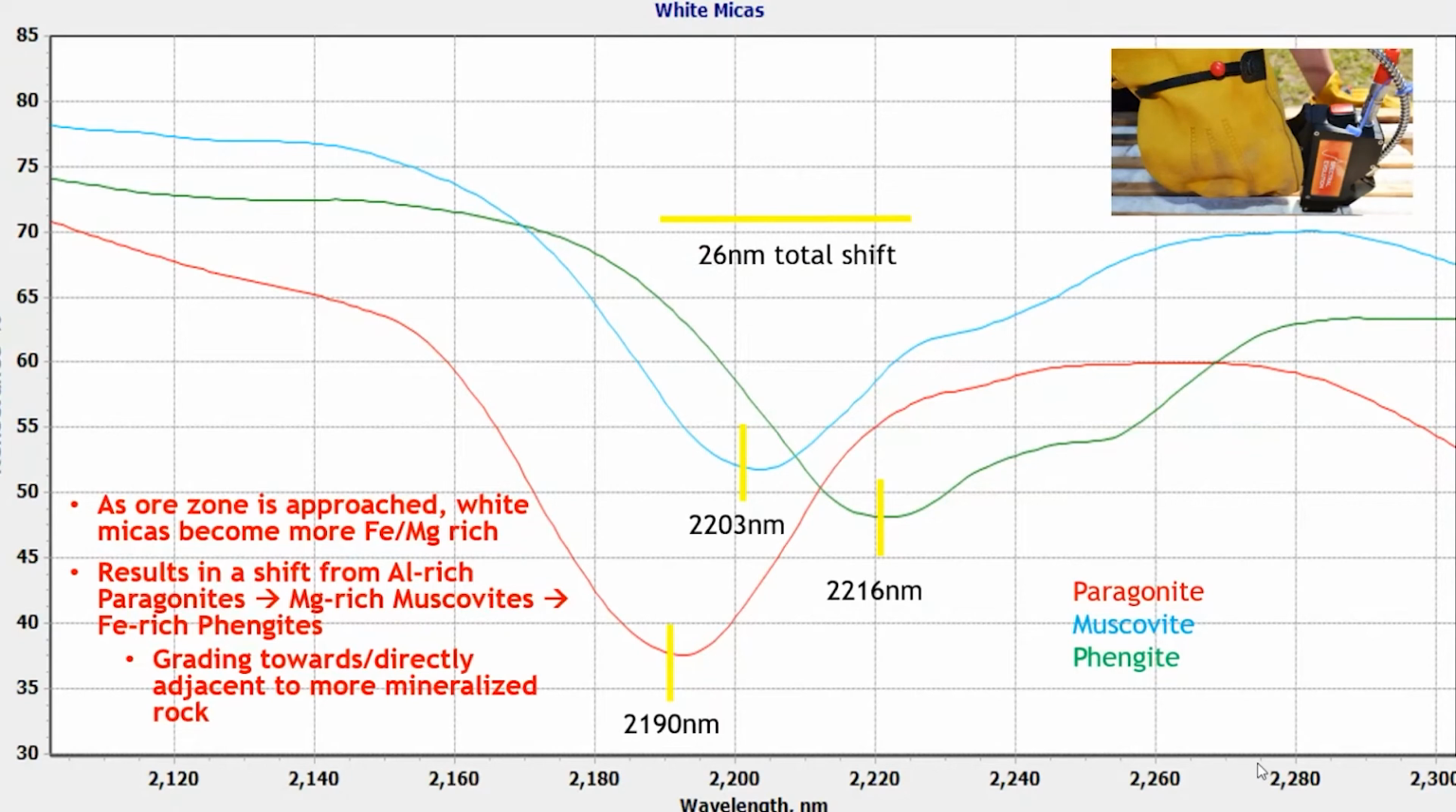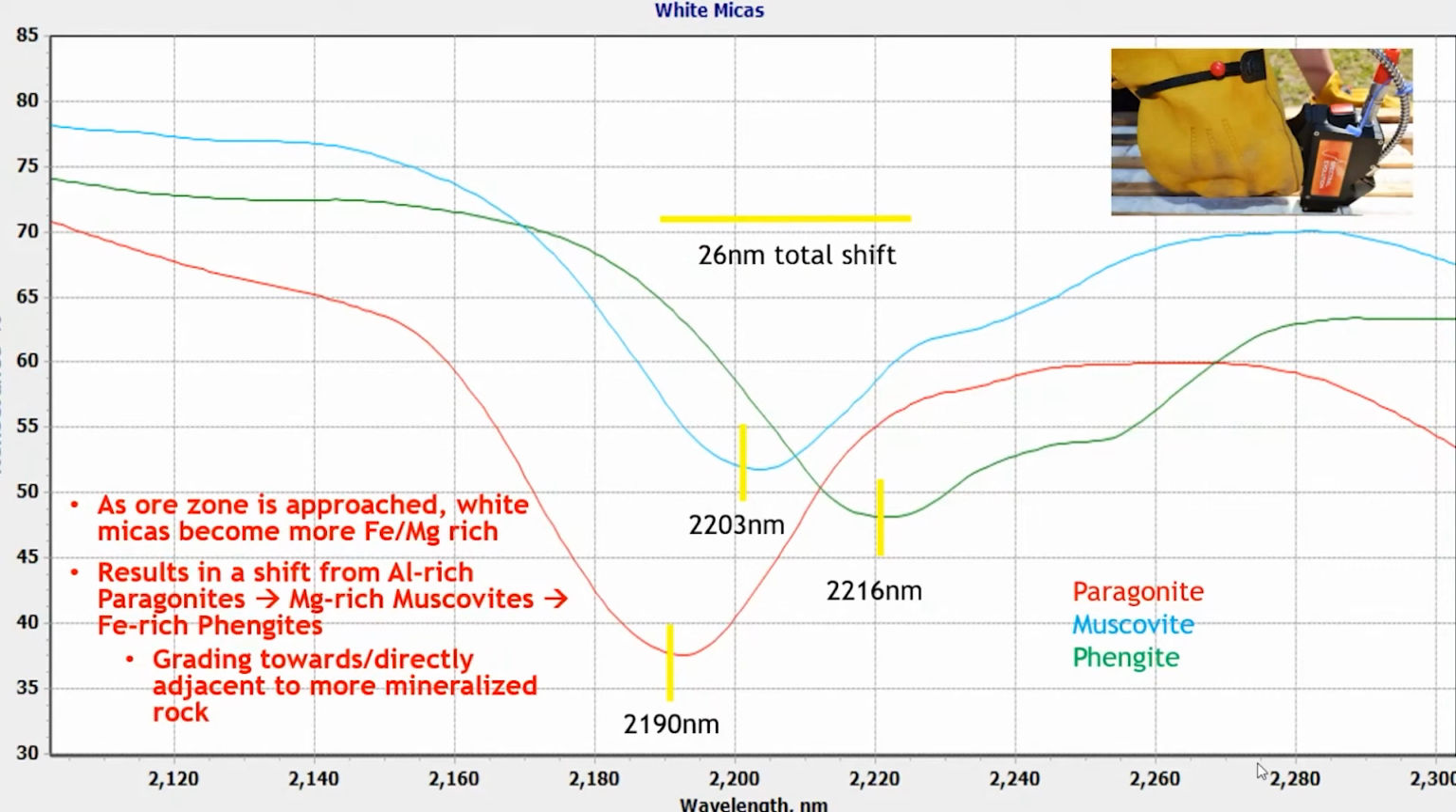In addition, the overall shape and total depth of the white mica absorption features, located in the approximate wavelength range centered on the 2200 nanometer, are going to relate to relative crystallinity. As your ore zone is approached, your white micas are going to start to become more iron and magnesium rich. This is going to result in that shift from your aluminum-rich paragonite into your magnesium-rich muscovite, and finally into your iron-rich phengite. Using this in particular is going to help you grade towards your more mineralized rock.